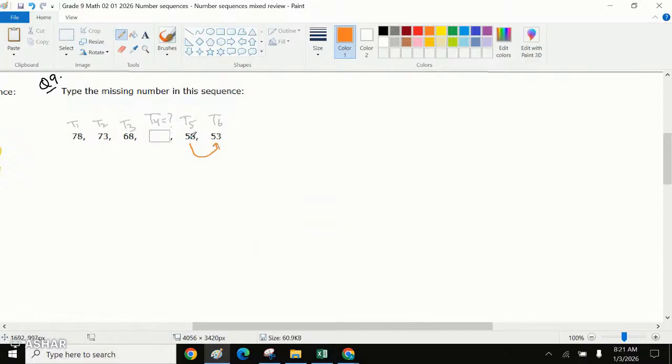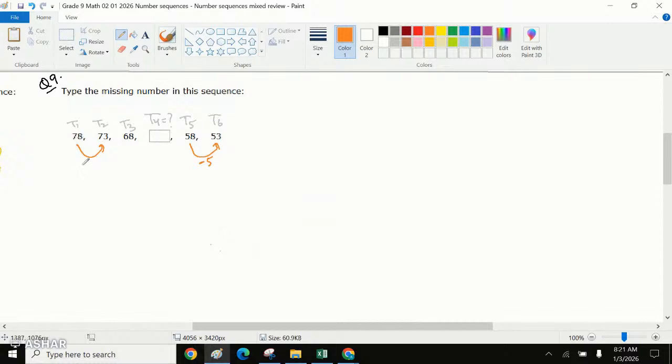Wherever 58 minus something would be 53, right? So 53 plus something is 58, the other way around. So when we find the difference, that is -5. Let's see if we have the same difference in these.